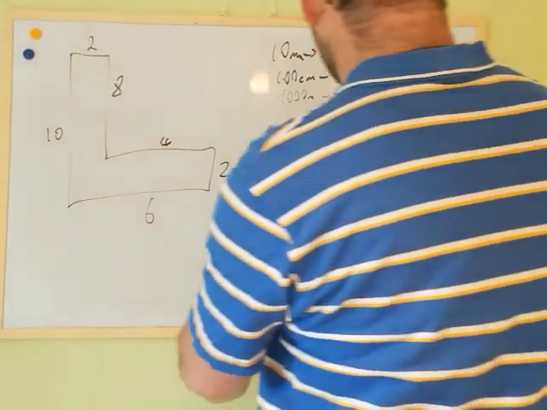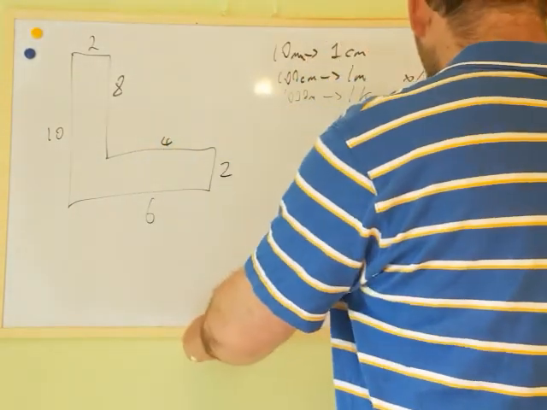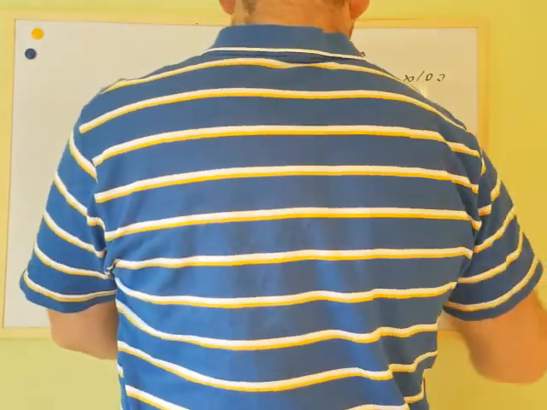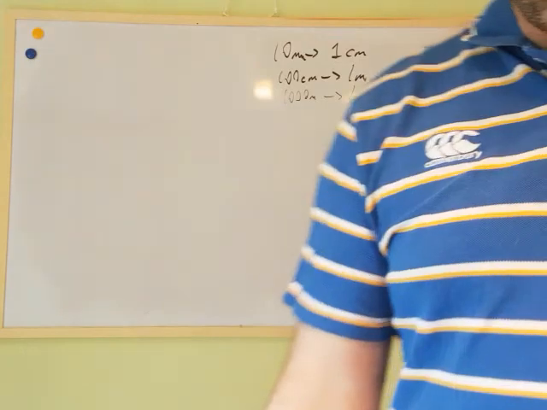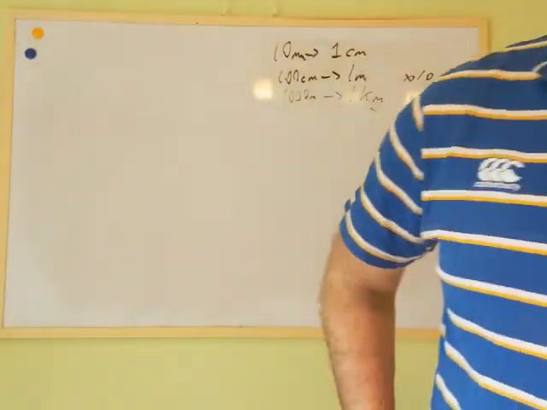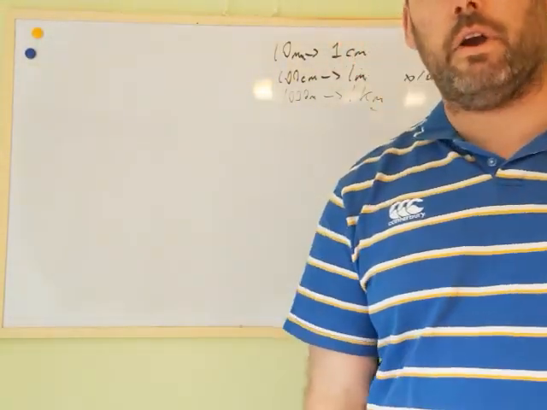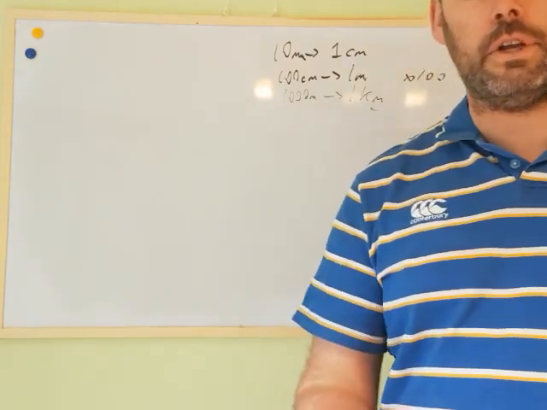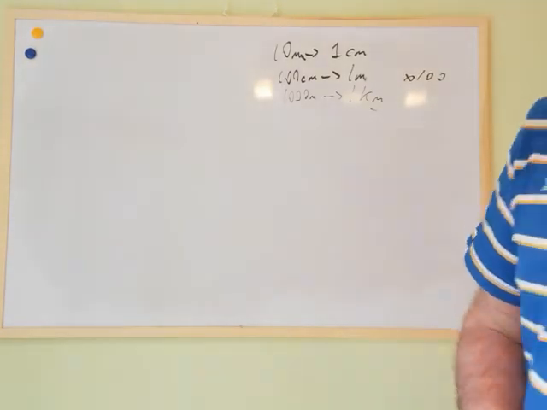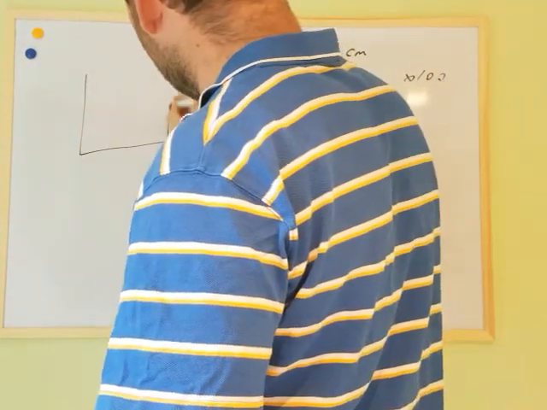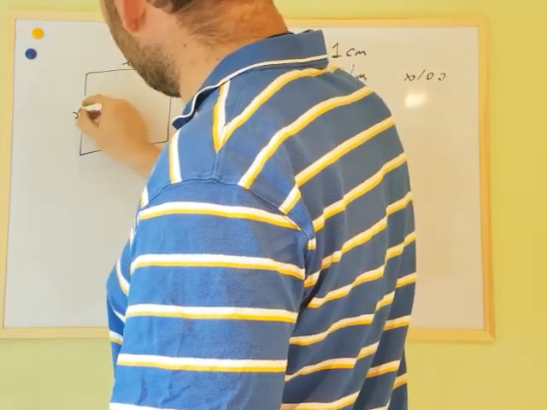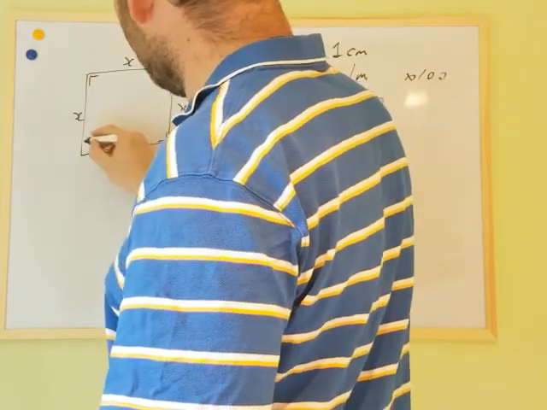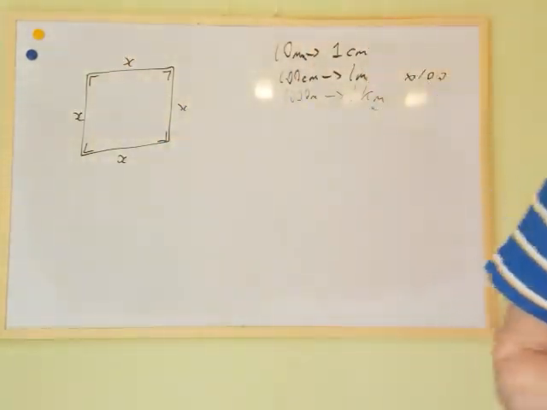Now, next one, question 11. We're asked to work out the perimeter of a square. If we were in class right now, I'd be asking somebody to give me the definition of a square. Because we're not, I will give you the definition. A square is by definition a rectangle, a four-sided shape where all four sides are equal in length, and all four corners are 90-degree angles. Okay, that is the definition of a square.